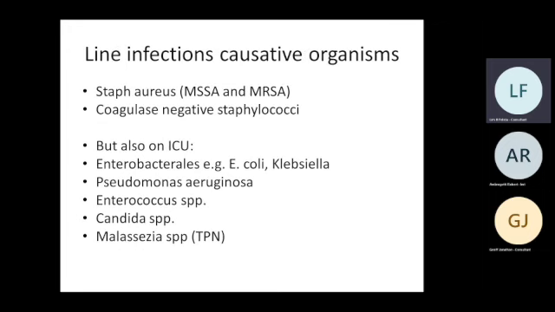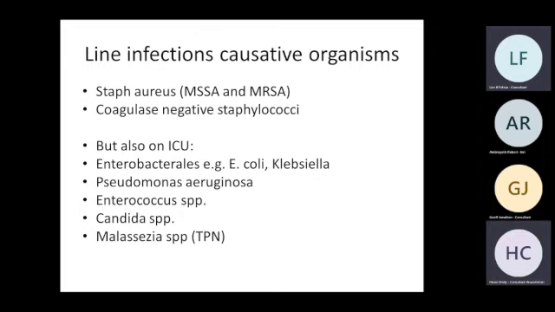So your causative organisms for your line infections, as per outside of the ITU, it's most likely to be either a Staph aureus or coag neg staph. So your Staph aureus can be either an MSSA or it can be an MRSA. And MSSA stands for methicillin sensitive Staph aureus, so that's your bog standard Staph aureus, and MRSA is methicillin resistant Staph aureus, so it's the multi-drug resistant Staph aureus. And coagulase negative staphylococci are your skin commensals, so your Staph epidermidis, Staph haemolyticus, etc.